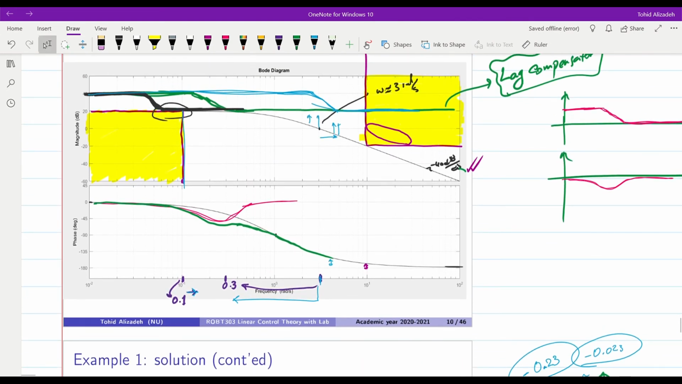And you should also remember that when designing the controller, you will not end up with a unique solution. So there are multiple solutions which could be valid.